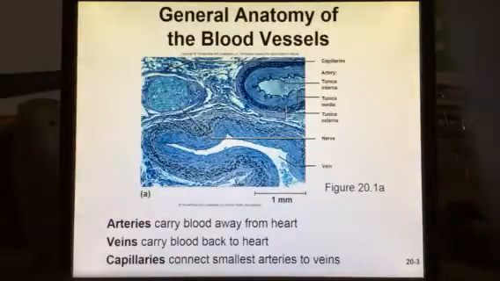Okay, so this is going to start off with all general anatomy of the blood vessels. We're going to look at each type of blood vessel in particular, but this general anatomy, these layers get referenced quite a bit. So if we look, all vessels have these similar layers, but we'll be talking about them separately. So arteries are vessels that carry blood away from the heart. Veins carry blood towards the heart or back to the heart, and then capillaries are what is connecting the smallest arteries to the smallest veins.